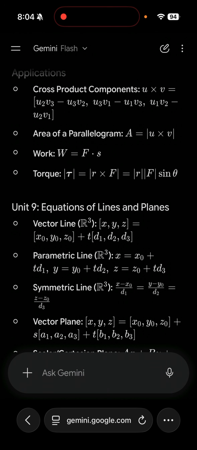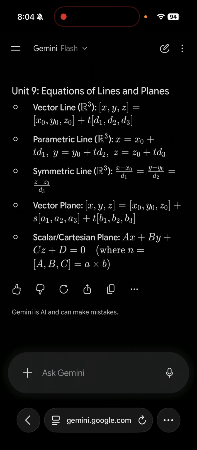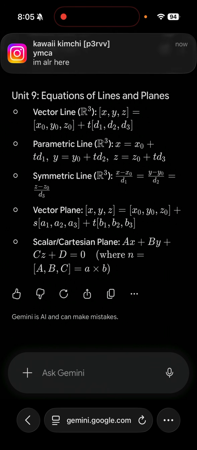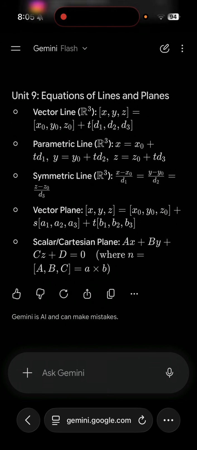Area of a parallelogram equals the magnitude of u cross product v. Symmetric line: x minus x initial over d1 equals y minus y initial over d2, which equals z minus z initial over d3.